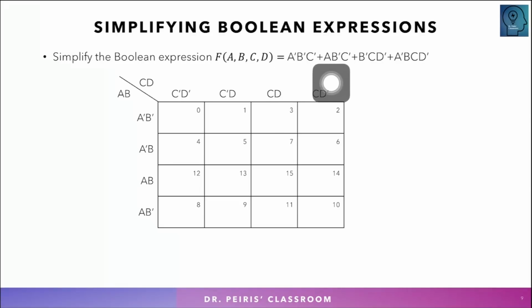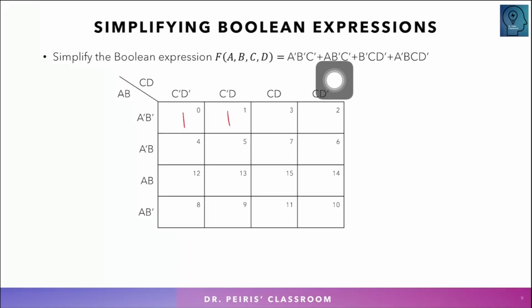So let's do one at a time. The first one is A prime, B prime, C prime. So I must go and find A prime, B prime, C prime. So where is A prime, B prime? So this row is A prime, B prime. But I need only C prime. So this is C prime. This is also C prime. So I'll put ones in there.